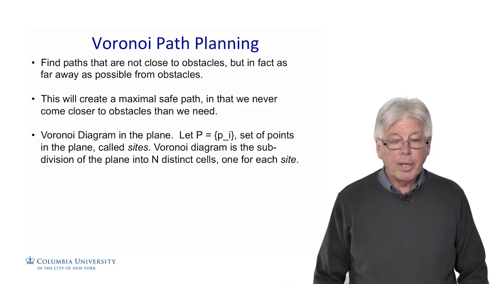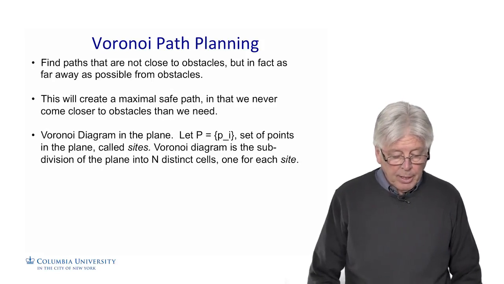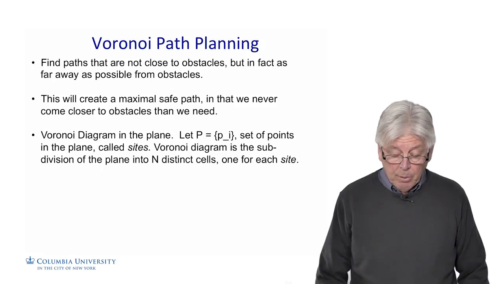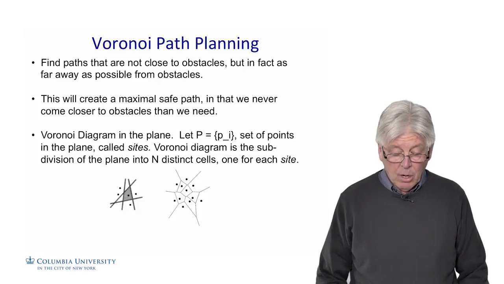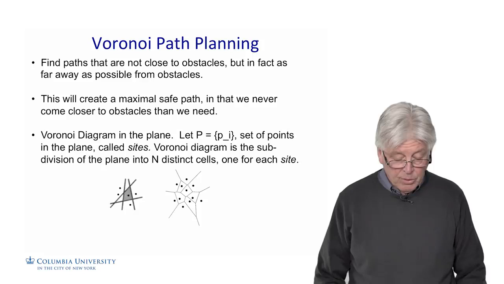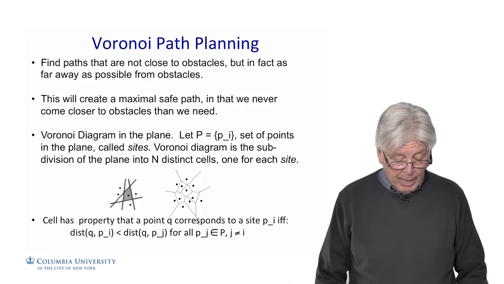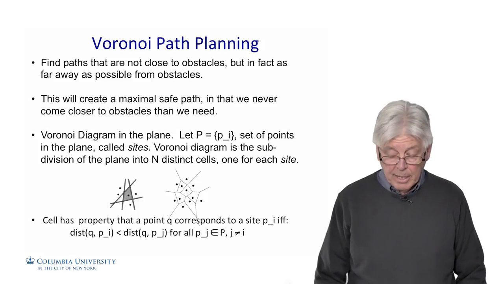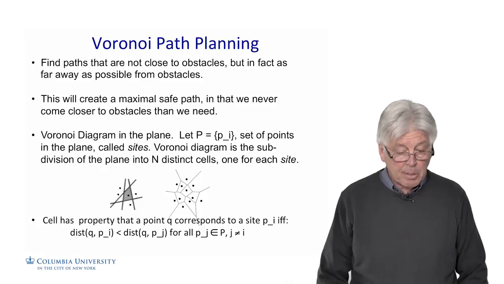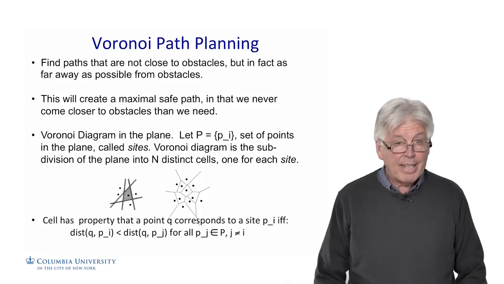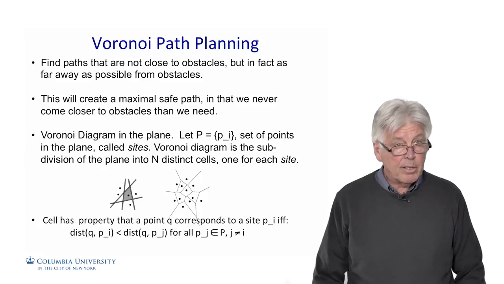Let's talk about what a Voronoi diagram is. A Voronoi diagram in the plane is a set of points, p_i, called sites. And the Voronoi diagram is the subdivision of the plane into n distinct cells, one for each site. So you see here, we've created a set of cells for this Voronoi diagram. And each cell has the property that a point q corresponds to a site p_i if and only if the distance from that point to p_i is less than the distance from that point to any other point in this domain.